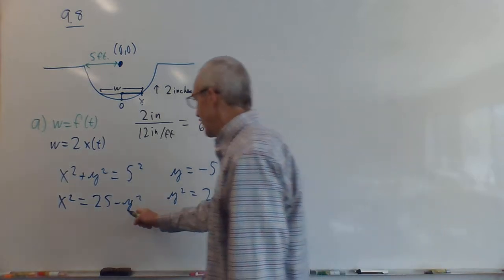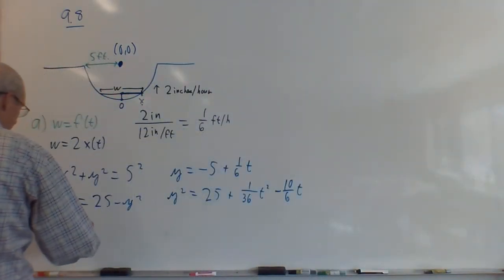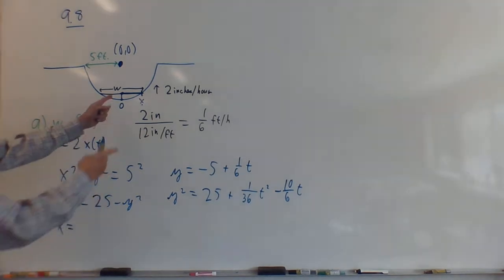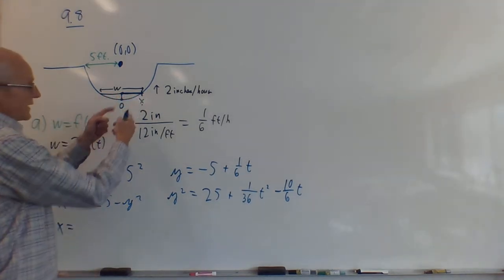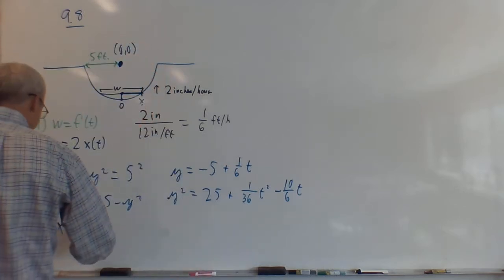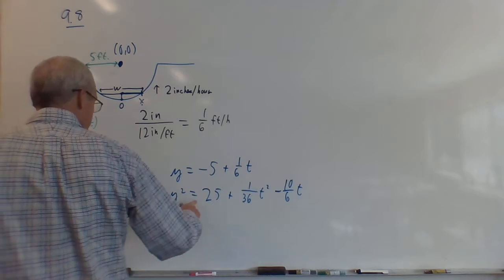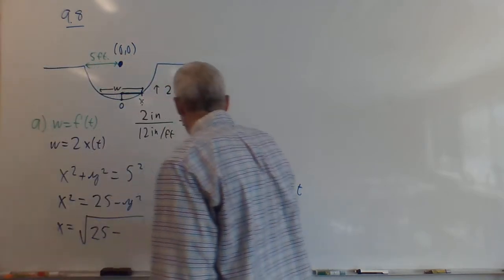Okay, well, now we want what x is. So x is the square root, and we want a positive number, right? We want to know what this value of x is, because our width is just, we're just going to double it to find the width. So x is the square root of 25 minus y squared. So that's minus all this stuff.